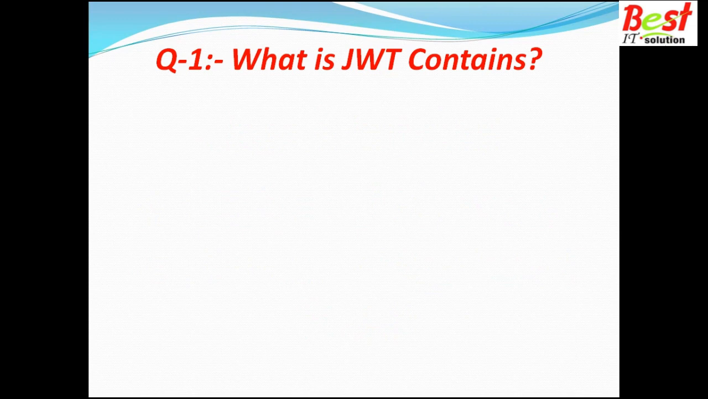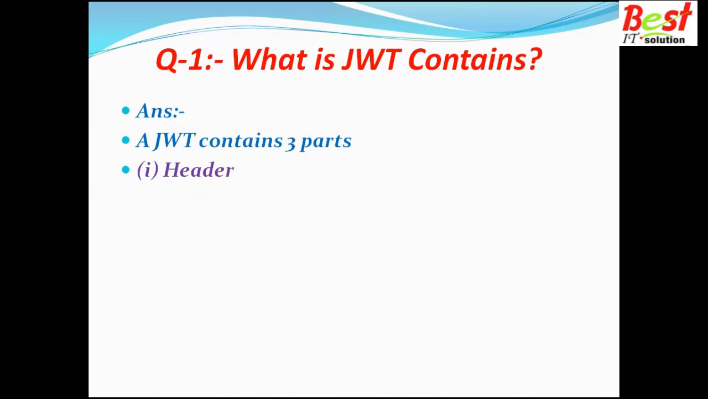So our first question is, what does a JWT contain? JWT is JSON Web Token. So what does it contain? Generally a JWT contains three parts, that is the header, the payload and the signature.